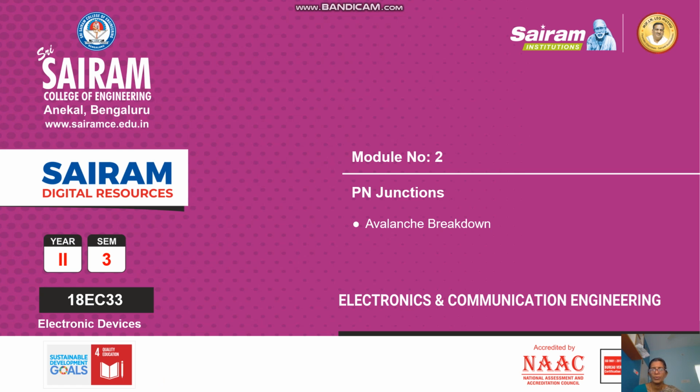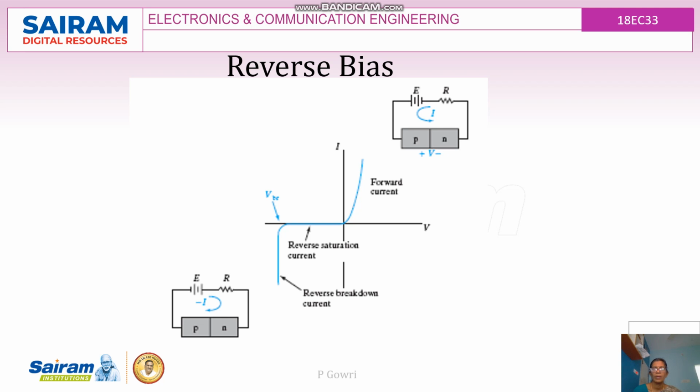So in this video we will be discussing avalanche breakdown. As a recap, in the previous videos we have seen what is meant by a reverse biased junction. In the reverse biased junction there will be a very small amount of reverse current called the reverse saturation current. That current will be in terms of microamps, and when my reverse bias voltage increases to a certain point, the diode breaks down, and then there will be a sudden increase in the current. That current is called the reverse breakdown current.